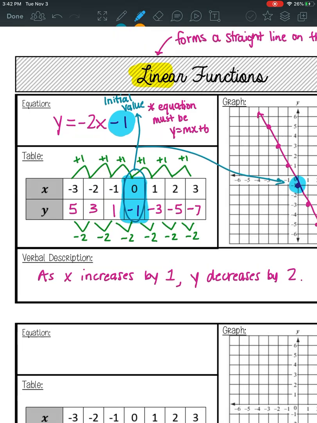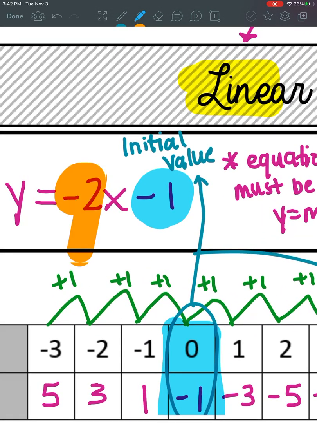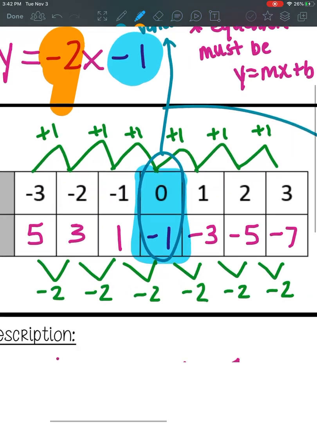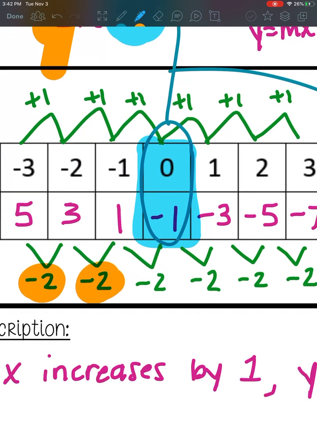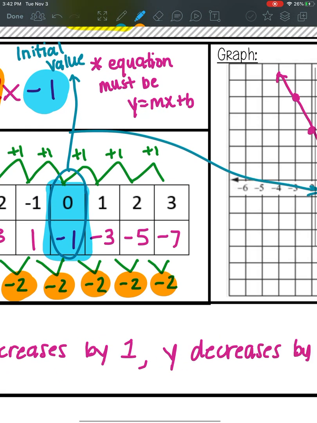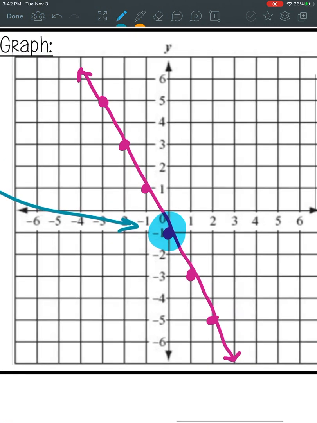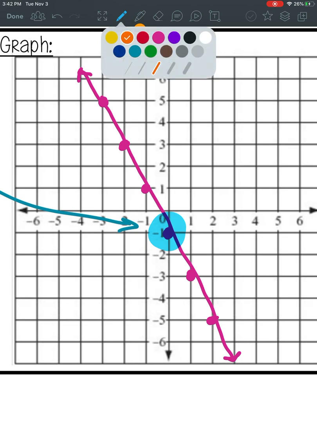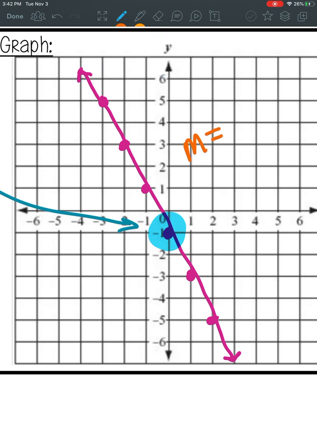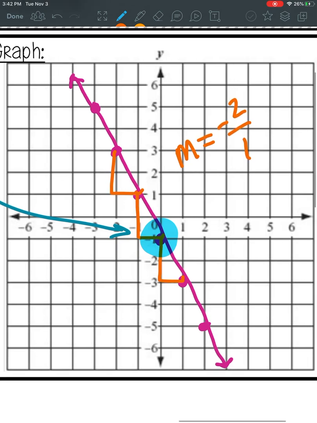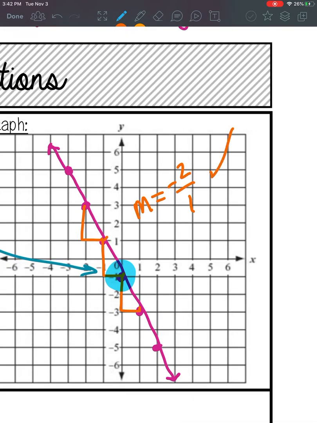Now, the other thing we're going to have to identify is what we call the rate of change. So in our equation, the rate of change is -2. If you notice in our table, -2, -2, so on, over and over, so our rate of change is -2. If you look at our graph, well, we could just find the slope. We would go down 2, forward 1, -2 over 1, down 2, forward 1.